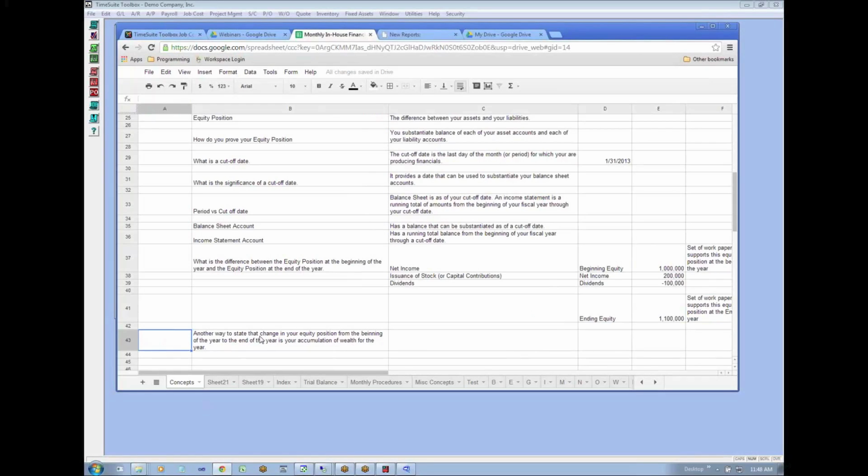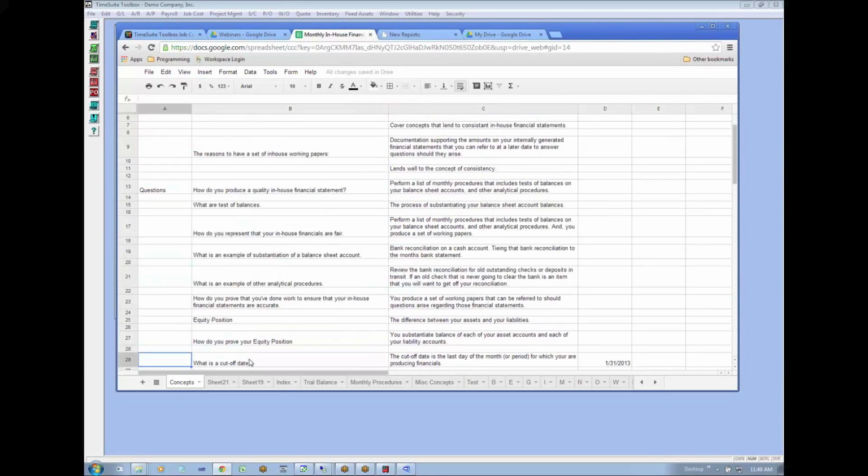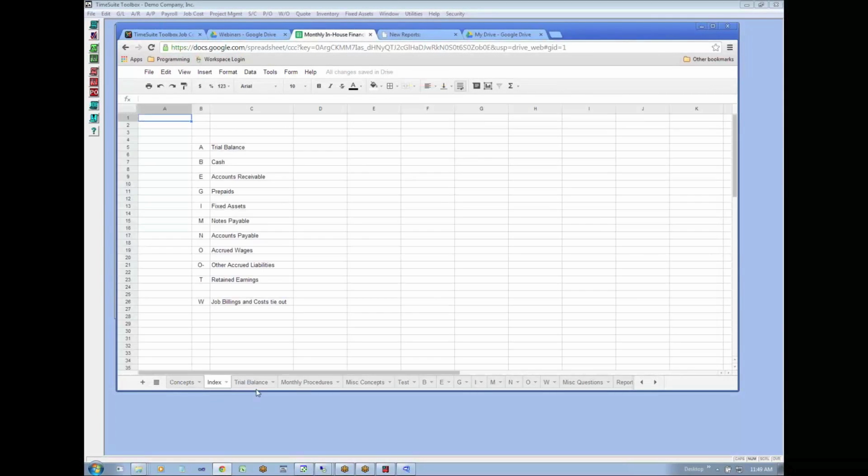Another way to state the change in your equity position from the beginning of the year to the end of the year is your accumulation of wealth for the year. So the difference between the equity positions essentially is an accumulation of wealth between the time periods, and the accumulation of wealth would be the difference between the income and what you distributed. So there are some basic concepts or terms.